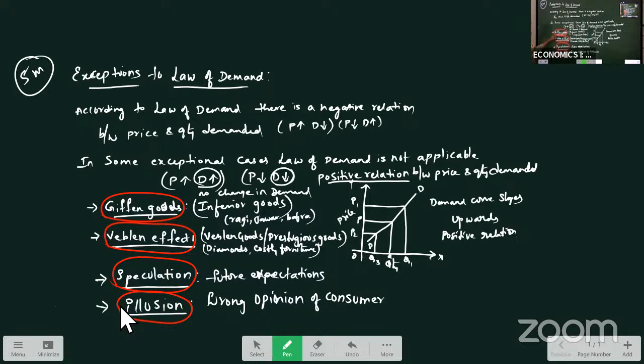Giffen goods are also called inferior goods. Veblen goods are the prestigious or the luxury goods, we can say. Speculation is nothing but future expectations. Illusion is our false idea that high price means better quality, low price means low quality. So these are the exceptional cases for the law of demand. This is one important question for your 5 marks. Just go through these answers.